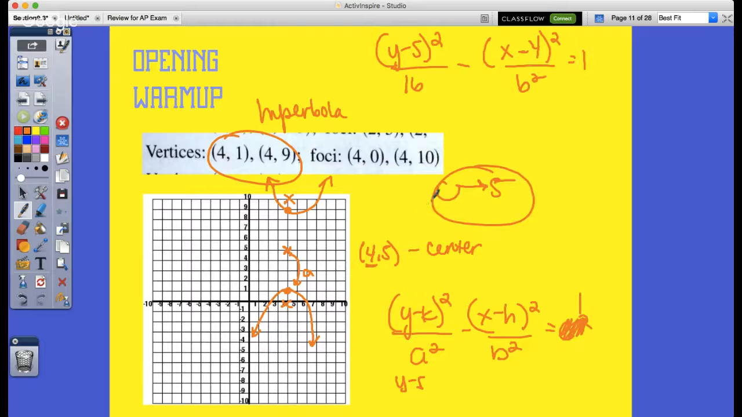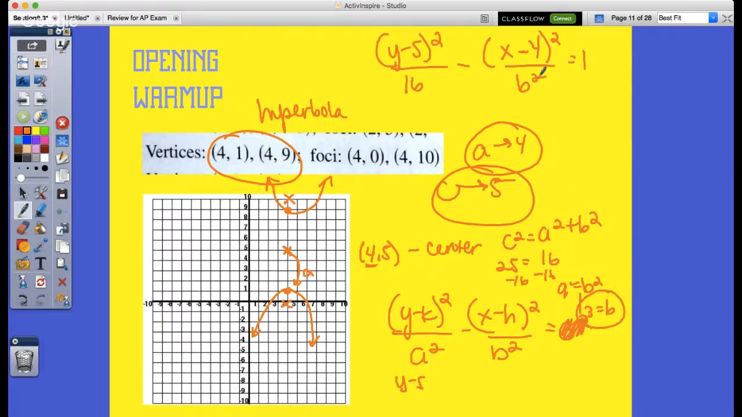And remember, since we know that a is 4, c is 5, we can just use our equation of c squared equals a squared plus b squared, where a squared would be 16, c squared would be 25, subtract 16, subtract 16, 9 would equal b squared, and 3 would equal b. So once I plug this in, 3 squared would be 9, and there you are.